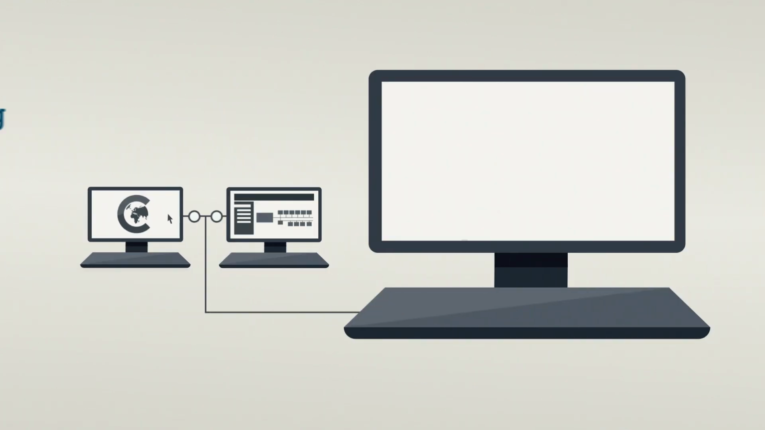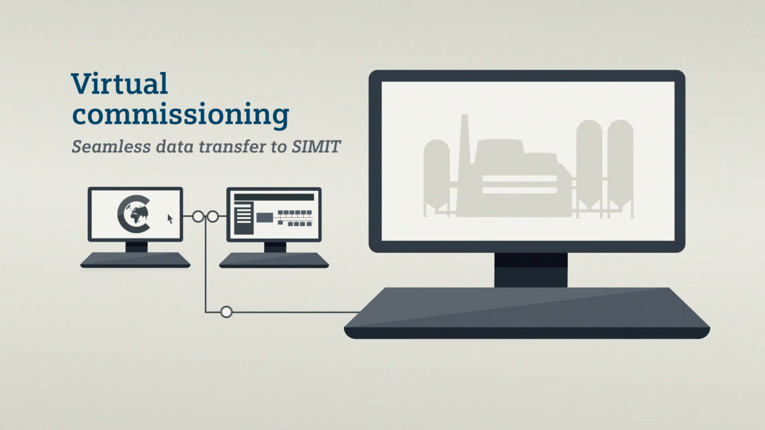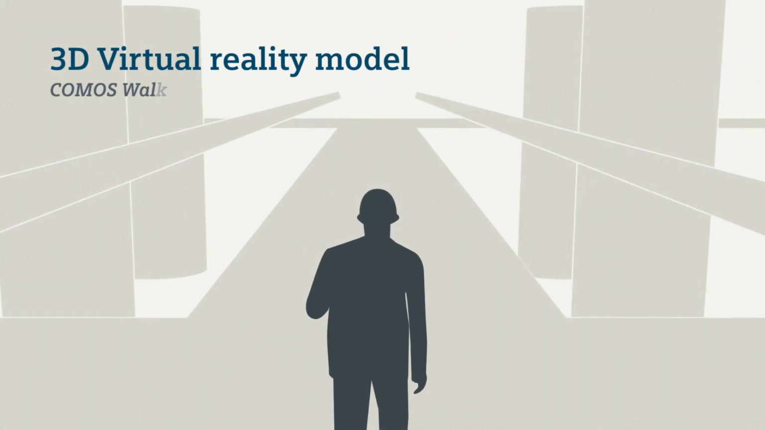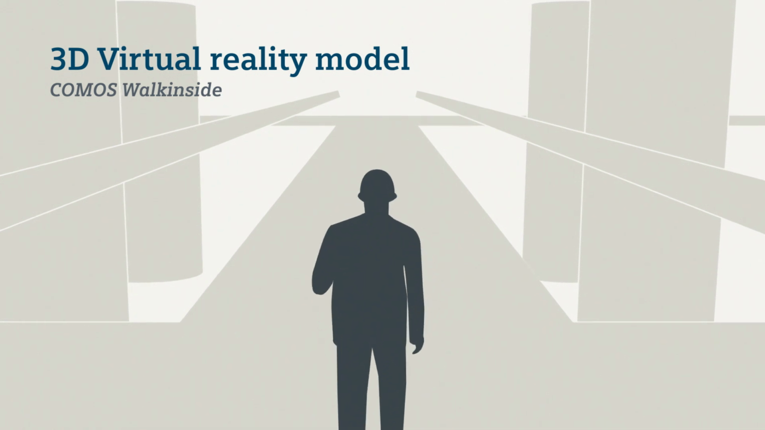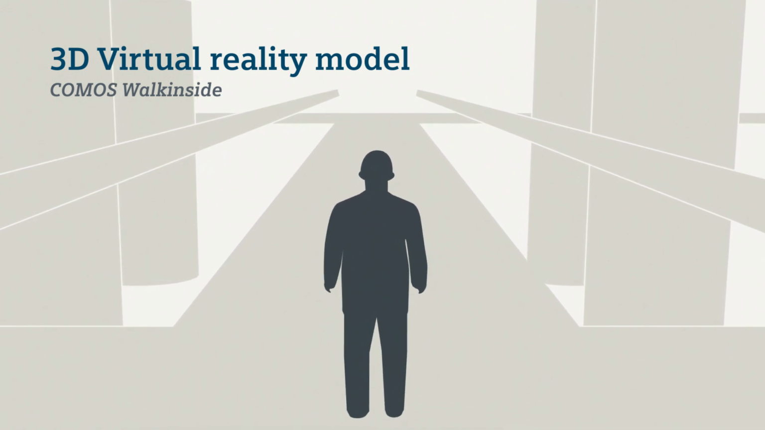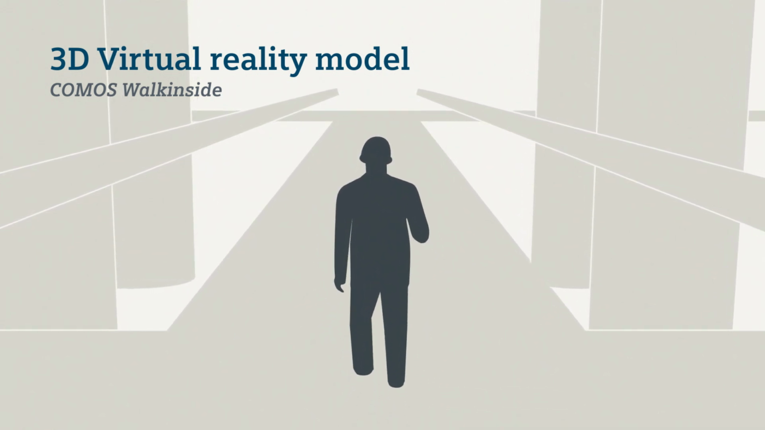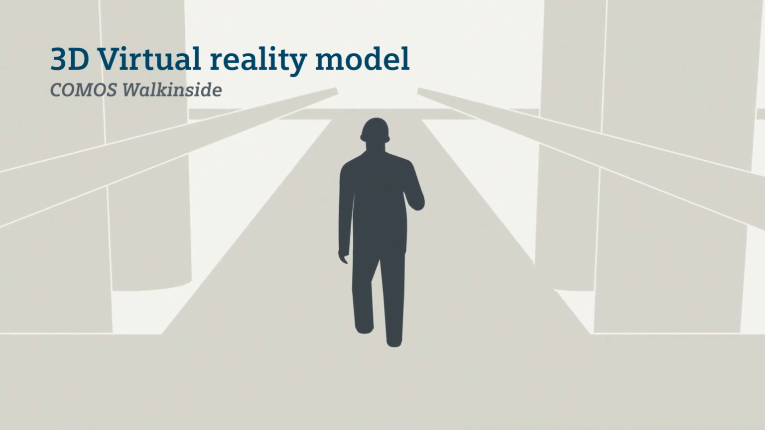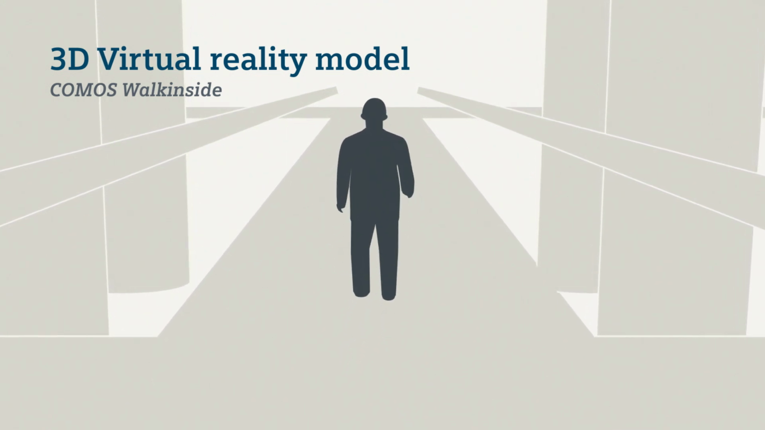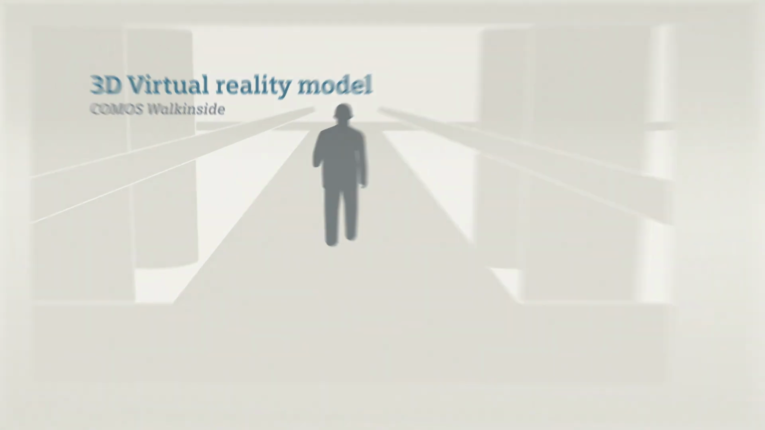In addition, a virtual commissioning can be efficiently and safely carried out by a seamless data transfer to SIMIT. Last but not least, a 3D virtual reality model of the plant can be created with COMOS Walk Inside. This model can be used for a virtual walkthrough, even before start of operations. For example, for training of the maintenance teams.